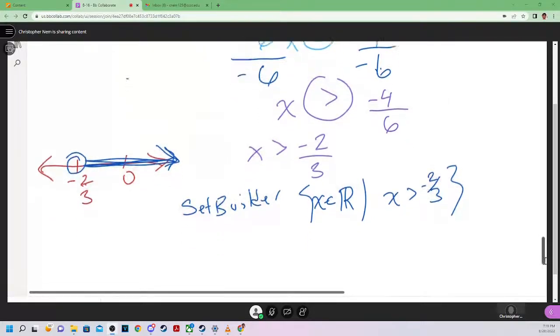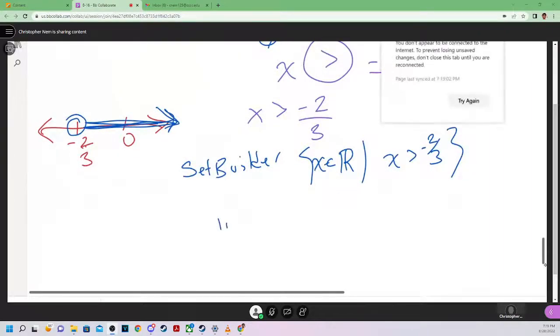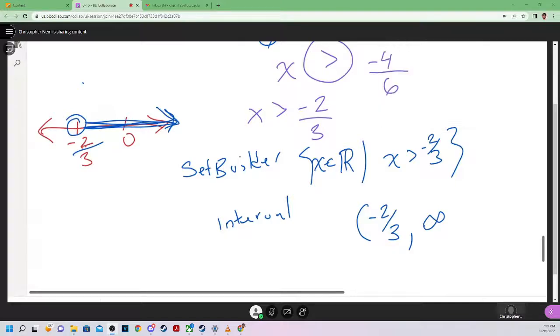Now, if you were to write this in interval notation as your solution, you would say, hey, I start at negative 2/3, but I did not include it, so I use a parenthesis. And then I went all the way to infinity. Now, you cannot include the number infinity. It is not a number, so you have to use a parenthesis as well. That's your interval notation.